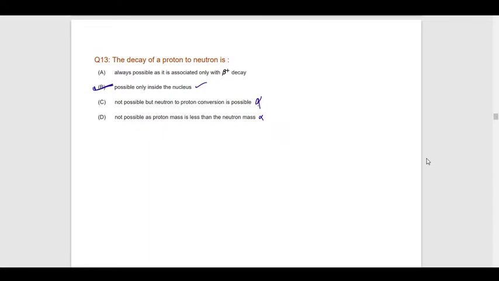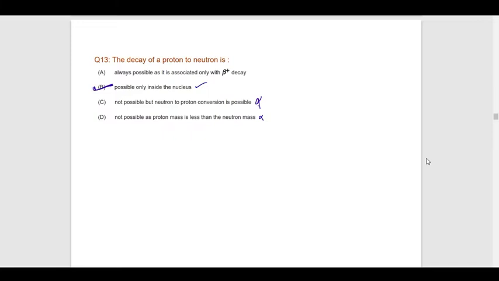Okay, that a proton to neutron decay is only possible inside the nucleus. Why? Because if you look at the mass of an isolated proton and the mass of an isolated neutron, then the mass of an isolated neutron is always greater. So in case when a proton is completely isolated, it cannot convert into neutron because of the less value of mass associated with the proton, right? So proton's mass is less, therefore it cannot convert into neutron if they are isolated.